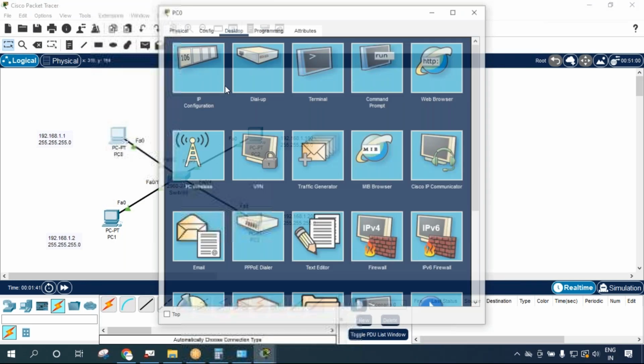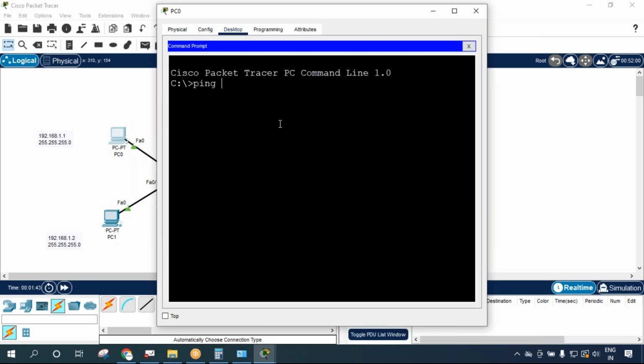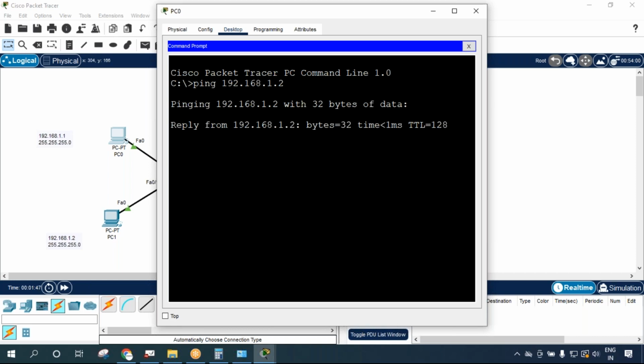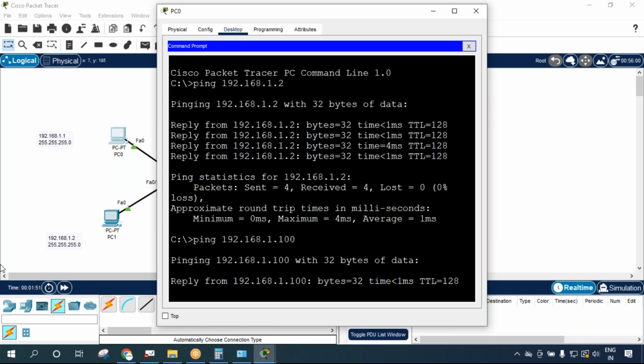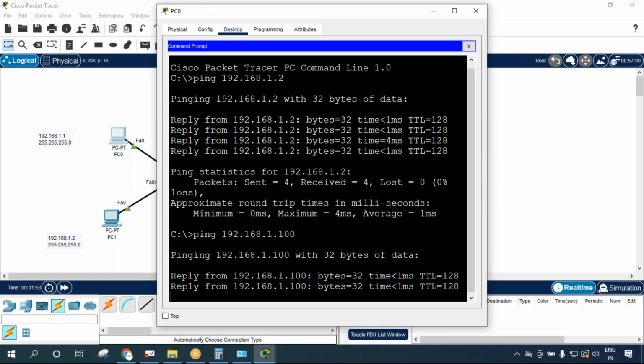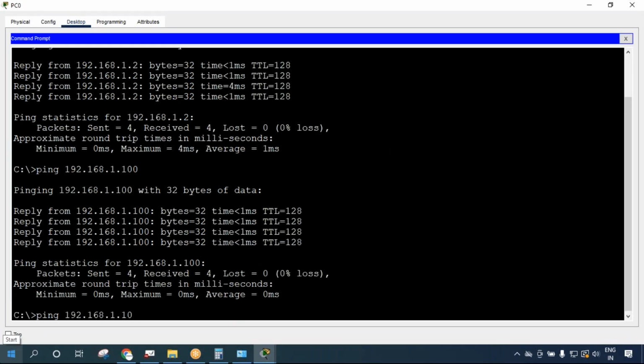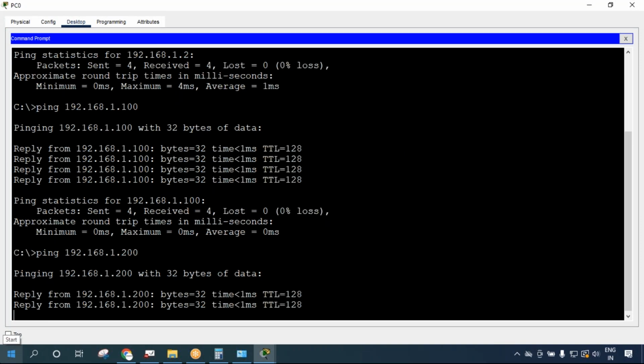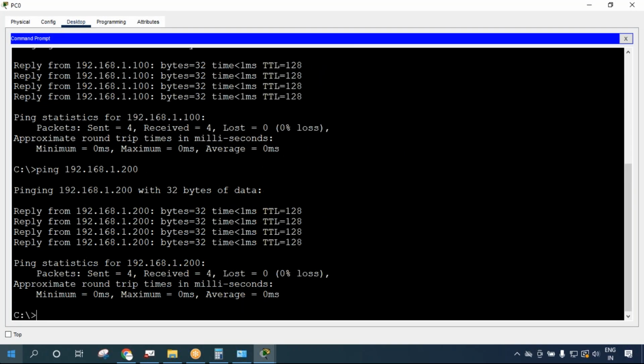Now my dear friends, you have to go to this PC and try to ping from 1.1. Try to ping 192.168.1.2, you will be able to ping. Try to ping 192.168.1.100, you will be able to ping. Try to ping 192.168.1.200, you will be able to ping. Just go ahead, do this and update in the chat box. Why are they able to ping? Because they are in the same network. It is simple. You have to give the IP address and ping it out.